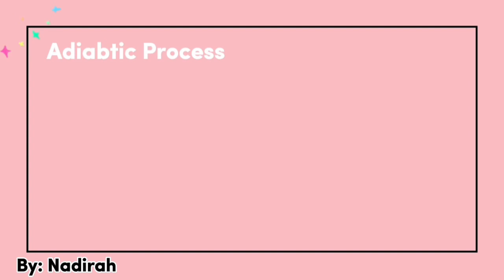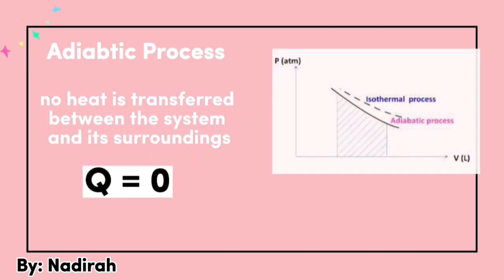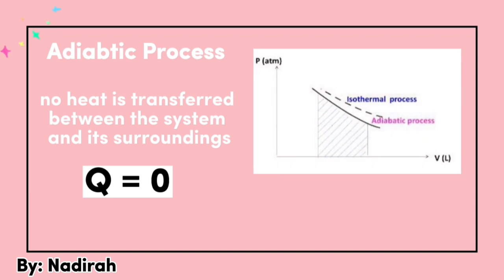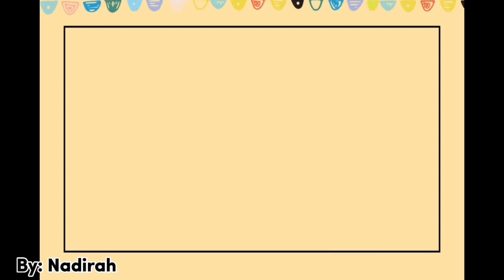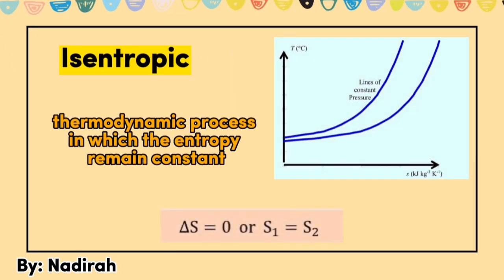Then is adiabatic process. Adiabatic process is a process in which no heat is transferred between the system and its surroundings. So Q is equal to 0. Since Q is 0, the change in internal energy is equal to work. And lastly is isentropic process. Isentropic process is a thermodynamic process in which the entropy remains constant.